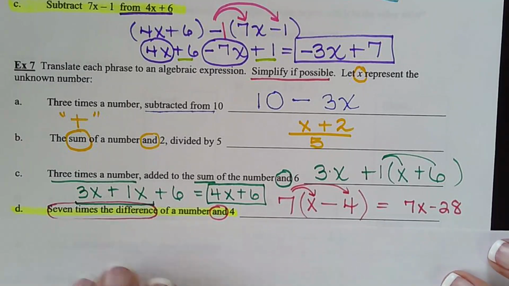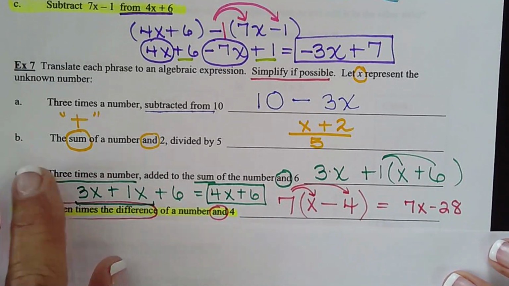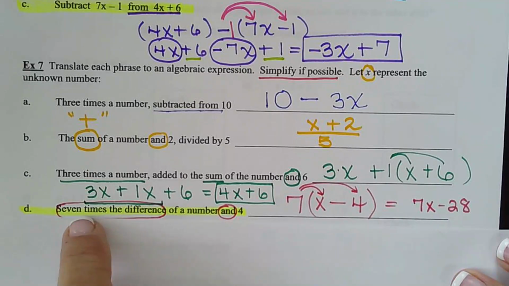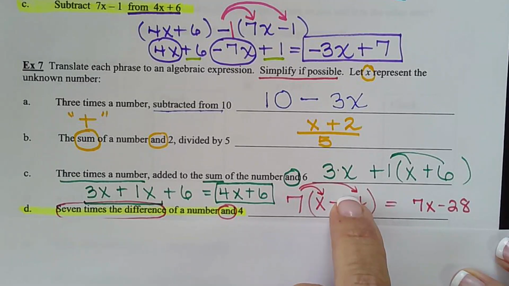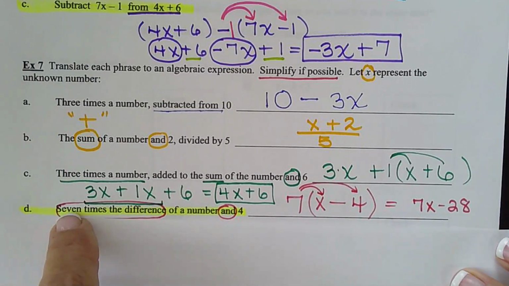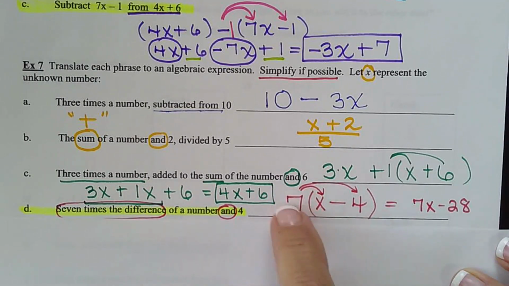Okay, for the next one, this was the one I had you highlight in your notes from lesson 1. This is the one I told you a lot of students miss. So those 4 words mean 7 parentheses with a minus in front, because it's 7 times the whole difference, which is a quantity. So 7 parentheses with a minus inside.